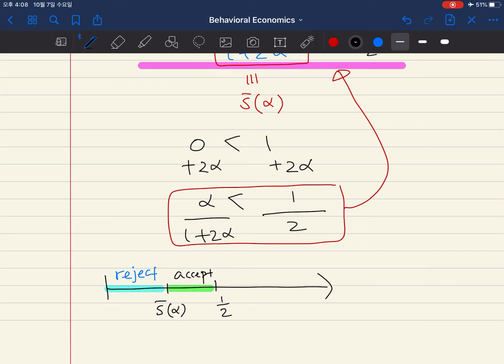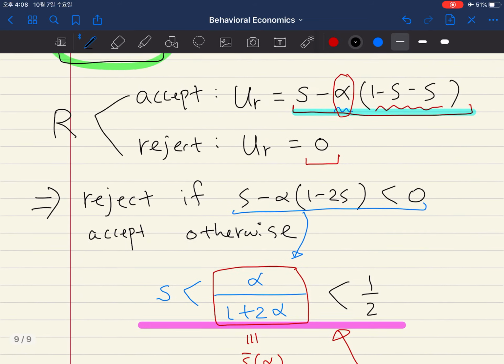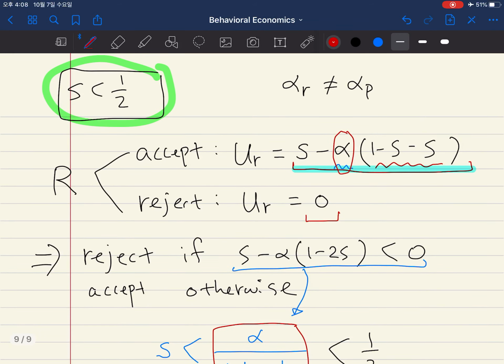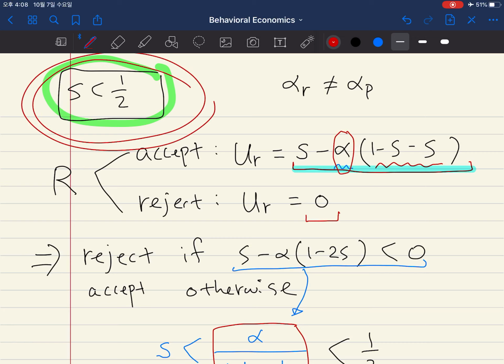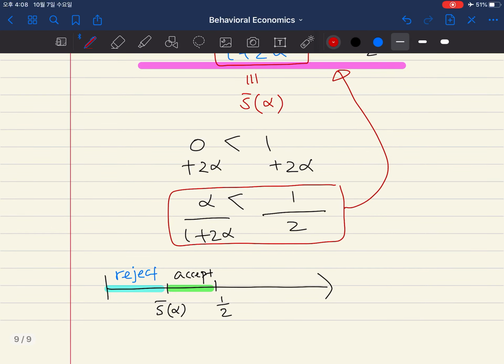So let's combine our findings. Here we thought about the S less than half case, and before this we thought about the S bigger than half case. And we know that if S is bigger than half, then the responder is always going to accept the offer. So we can say if S is bigger than half, the responder is going to accept. So we can complete this picture here.